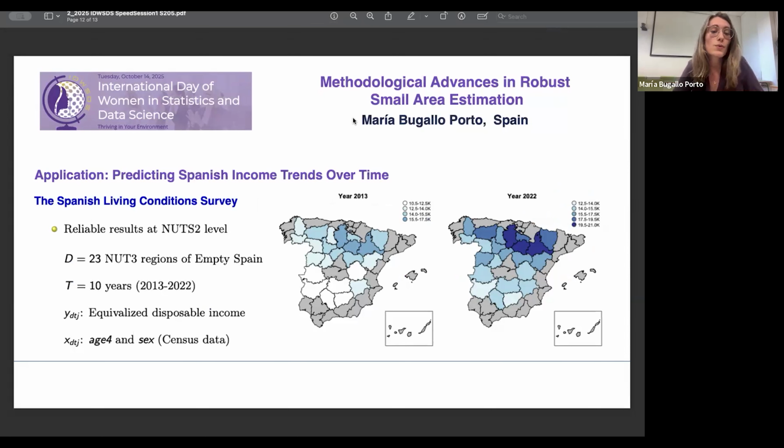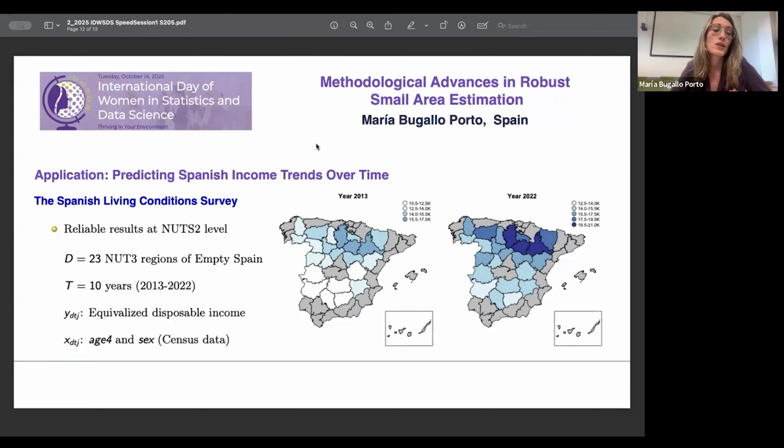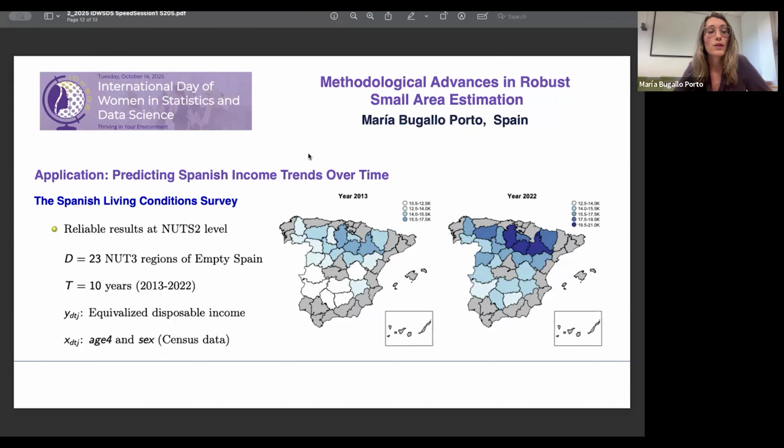Empty Spain covers those provinces that have lost inhabitants in the last decades or have a population density below the national average. And in order to improve the precision of the results, we include 10 years, from 2013 to 2022, with the aim of predicting the equivalent disposable income, which is a target variable very useful for obtaining poverty indicators. And as for the auxiliary information, we include 4 age groups and the sex of the respondent.